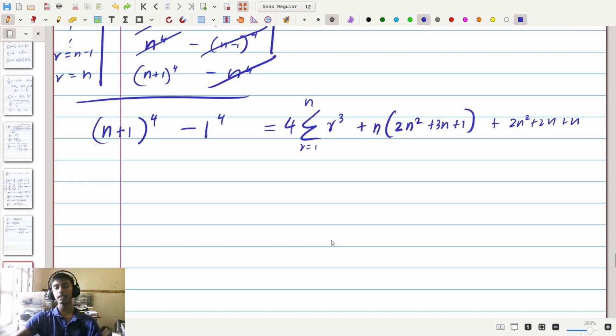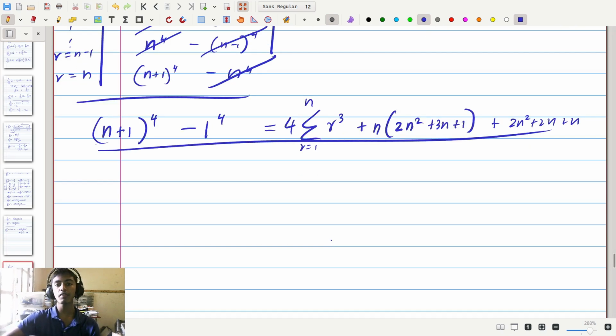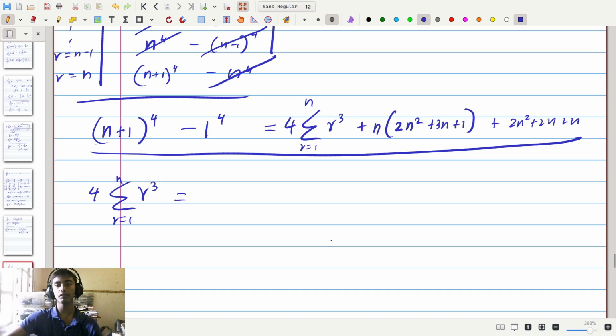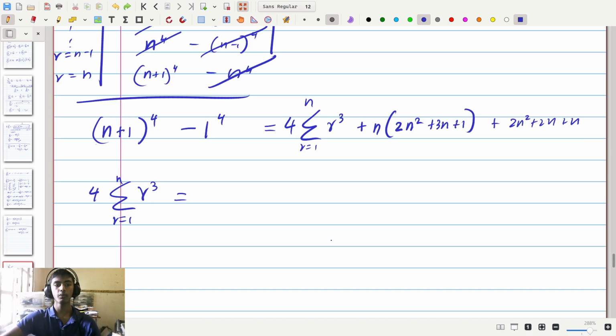Now you know the drill at this point. What we're going to do is simplify everything, rearrange, and we're going to get an equation for this bit in terms of only n. So the next step here would be to expand this thing and simplify by taking this bit only to one side. So we're going to do that. We're going to write this is equal to 4 times the sum from r equals 1 up to n of r cubed, which is equal to all of this other stuff on one side. We're going to have n plus 1 to the power of 4 minus 1 to the power of 4.